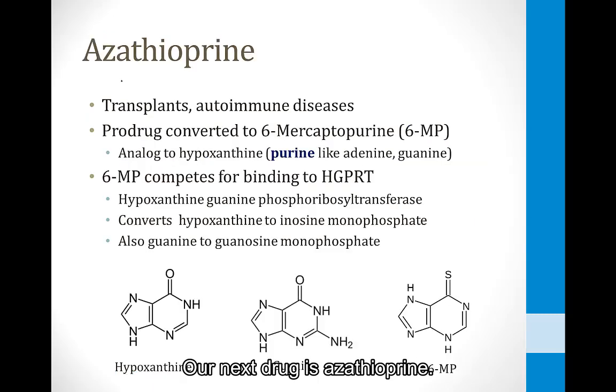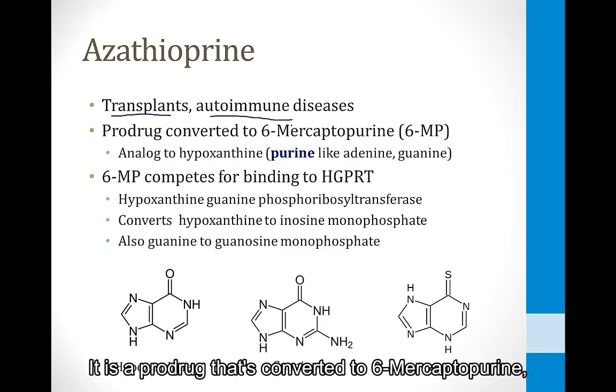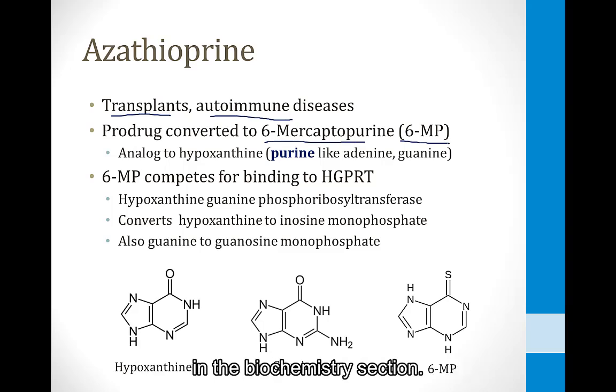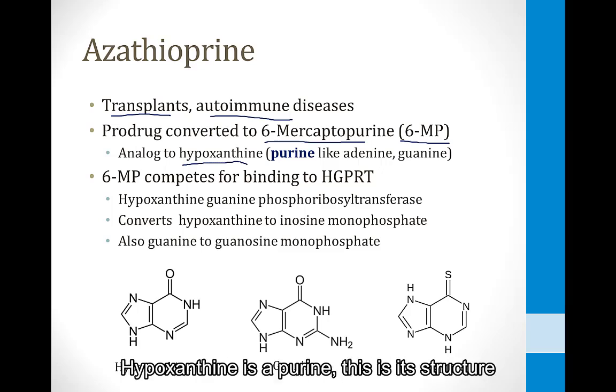Our next drug is azathioprine. Azathioprine is used in transplant patients. It's also used in autoimmune diseases. It is a prodrug that's converted to 6-mercaptopurine, or 6-MP, which is a chemotherapy agent. I discussed this in the module on purines in the biochemistry section, and the reason I discuss it in the purine video is because 6-MP is an analog to hypoxanthine. Hypoxanthine is a purine. This is its structure at the bottom of the screen.